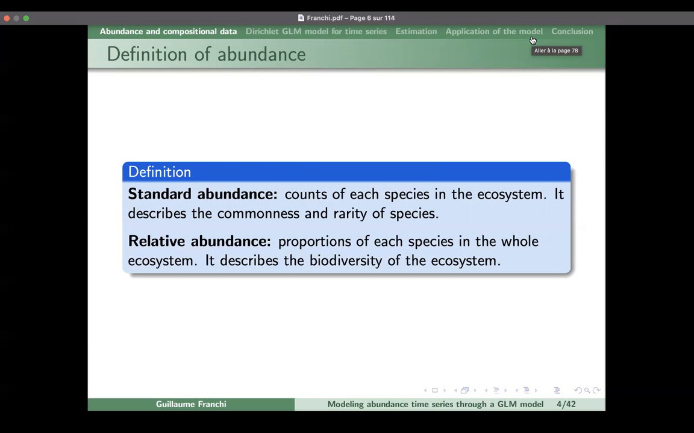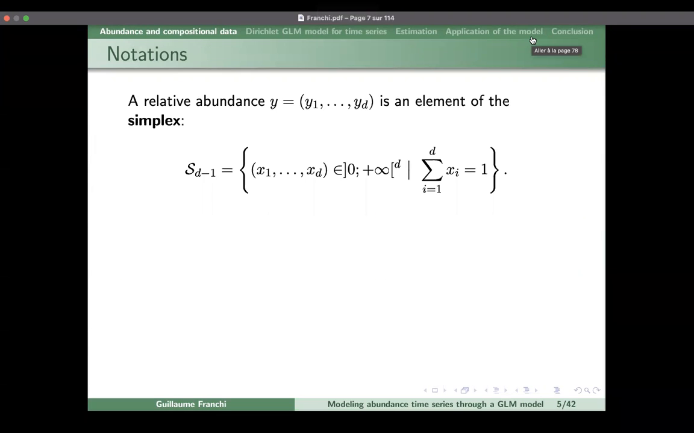Imagine that you have a vector of abundance with 1 and only zeros. It means that you have only one species in the ecosystem, so you don't have biodiversity at all, for example. So mathematically speaking, relative abundance y, so here you have D species with the D proportions. It is an element of the simplex, which I will denote S^{D-1}. So it is a set of vectors with positive components and the sum of the components is equal to 1.